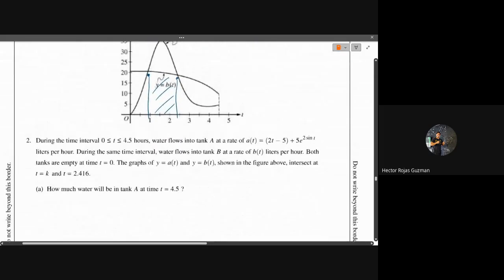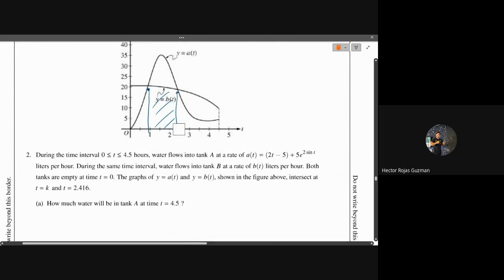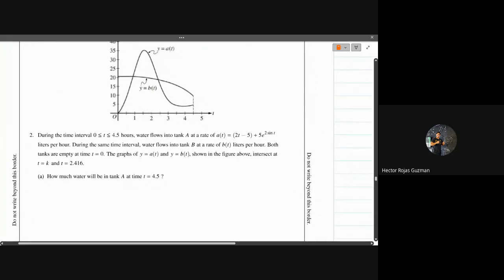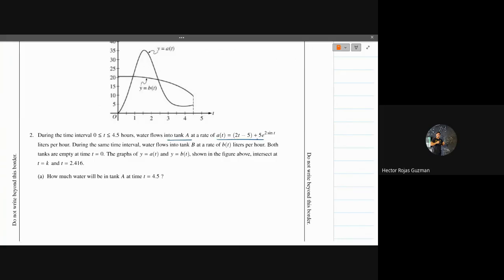Number 2. Oh, again, some of you might have already asked me a question about this, so let's start fresh. Water flows into tank A at a rate of A of t liters per hour. During the same time, water flows into tank B. We don't know the rate, but we know it's liters per hour. Both tanks are empty. Sounds like an initial condition to me.